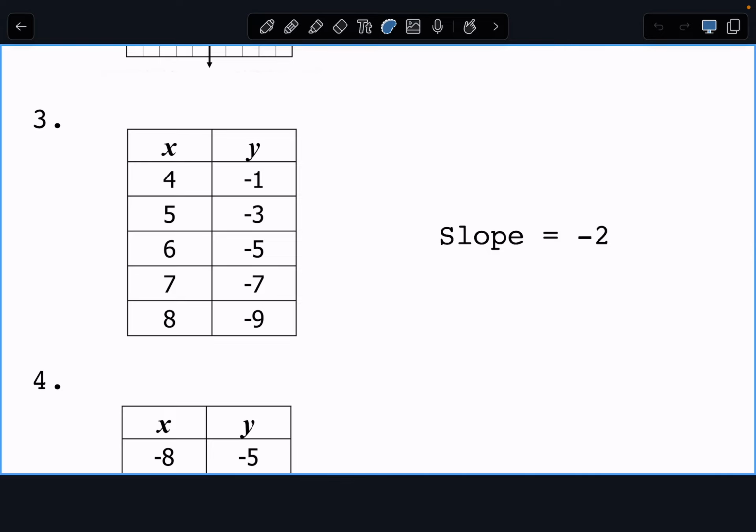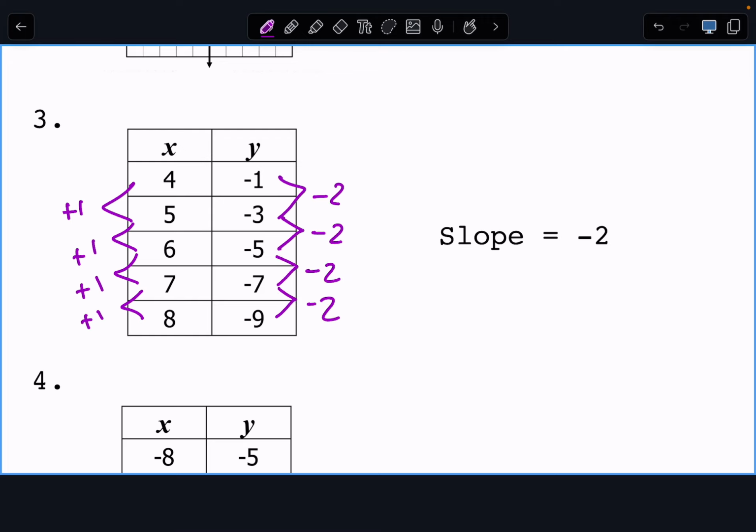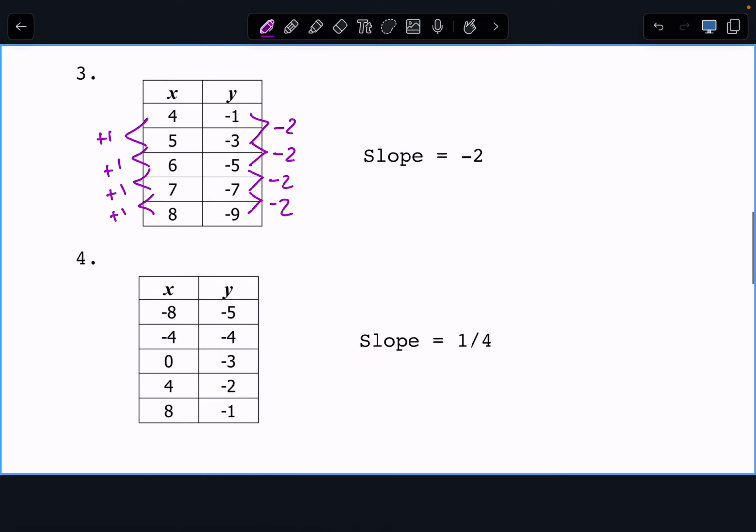Camden. So these go up by 1. Is that what you said? Yeah. And these go down by 2? Okay. So using that same thought process, somebody besides Camden, what's our pattern for number 4?